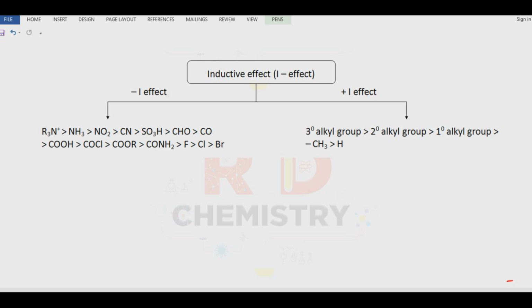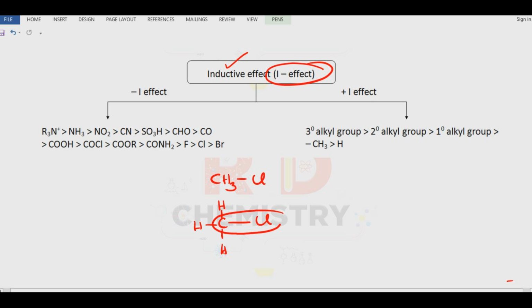The first type of electron displacement is the inductive effect. It is also written as the I effect. I stands for inductive. Consider the example of methyl chloride, CH3Cl. Carbon is attached to the chlorine atom and, in turn, to three hydrogen atoms. Correct? Consider the carbon-chlorine sigma bond.